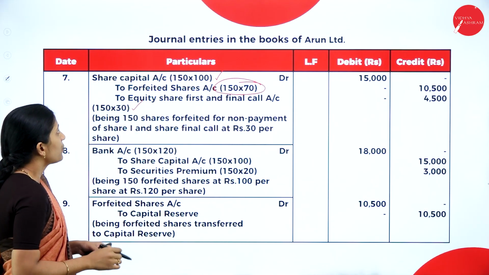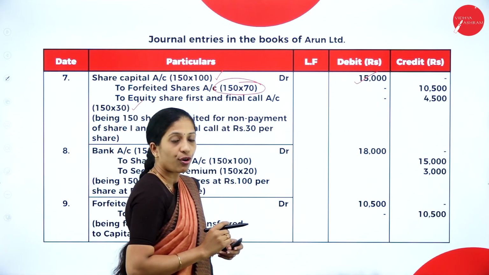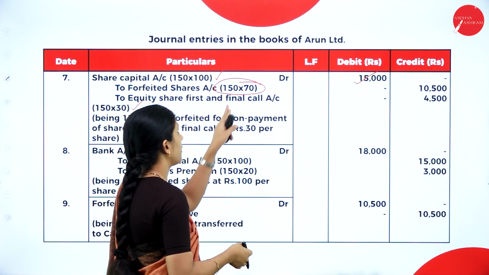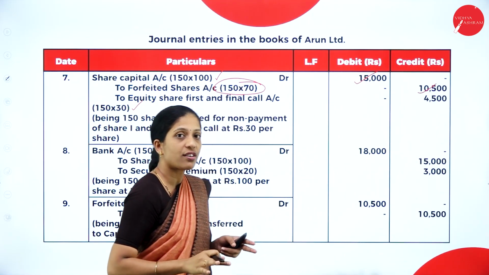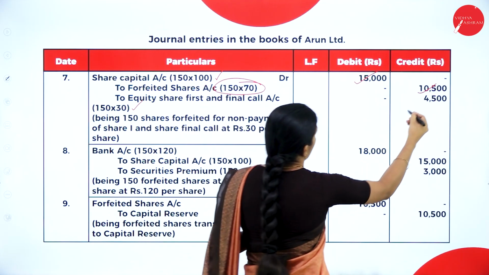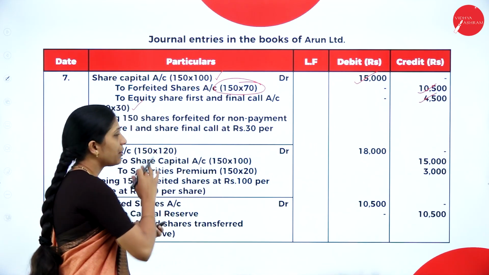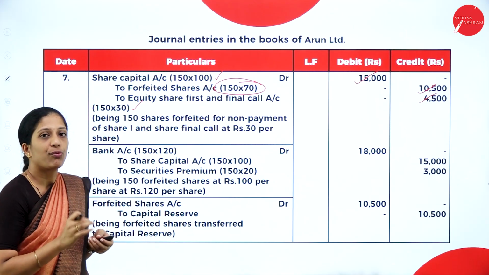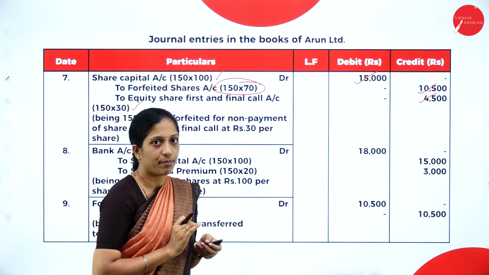Okay. So share capital account 150 into 100, that is 15,000. To forfeited shares account, how much we have received? 70 rupees, that is 10,500. How much we have not received? That is 30 rupees. So it will be 4,500. Okay, so hope you are clear. Now your narration will be being 150 shares forfeited for not paying first and final call money.